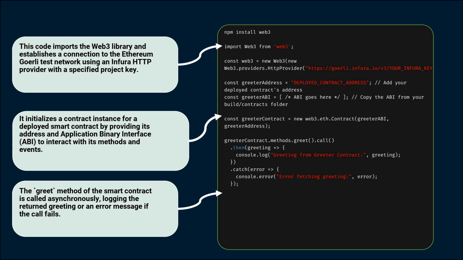In this case, we invoke the greet method, which will retrieve the greeting message from the contract. To handle the response, we utilize a promise that logs the greeting to the console if successful, or catches and logs any errors that arise, demonstrating how to manage interactions with your deployed smart contract effectively.